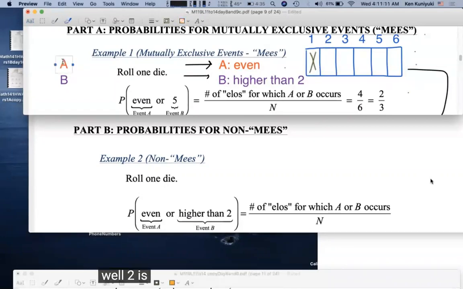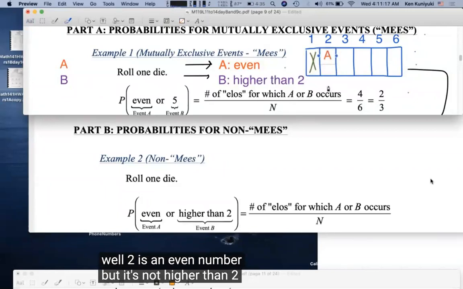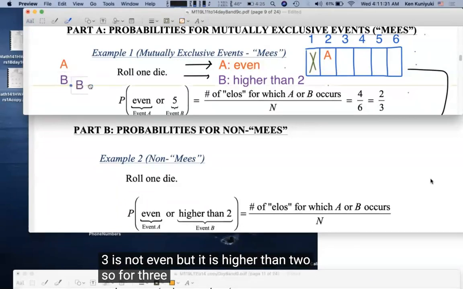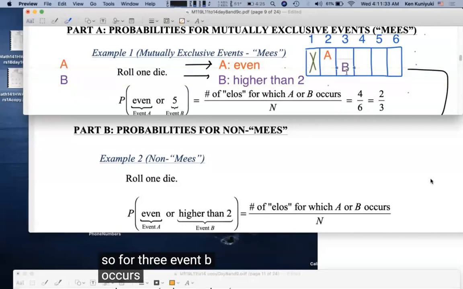Well, 2 is an even number, but it's not higher than 2. 2 does satisfy A, but not B. What about 3? 3 is not even, but it is higher than 2. So for 3, event B occurs.